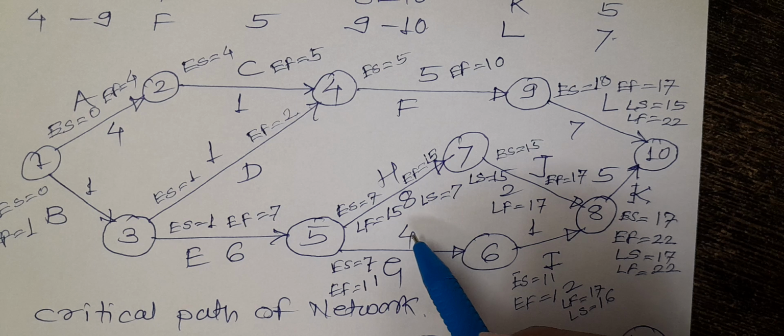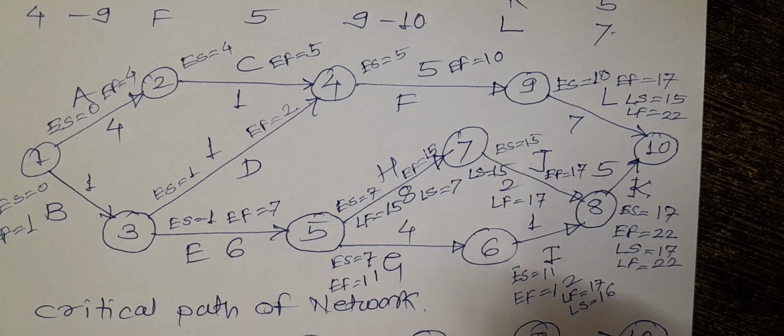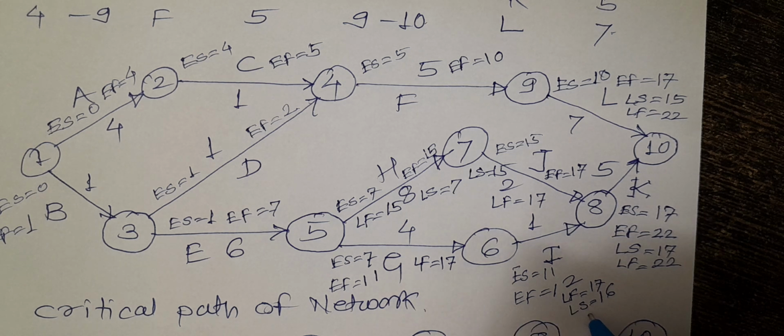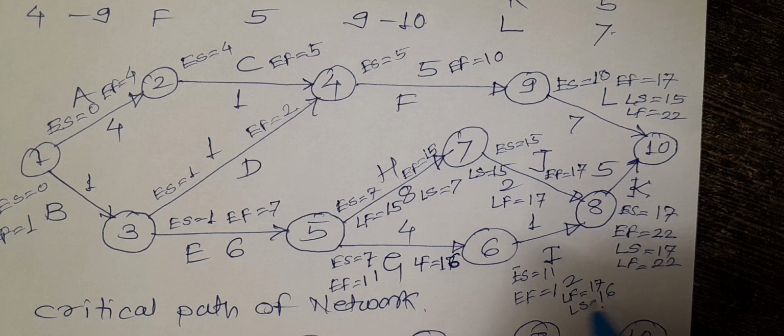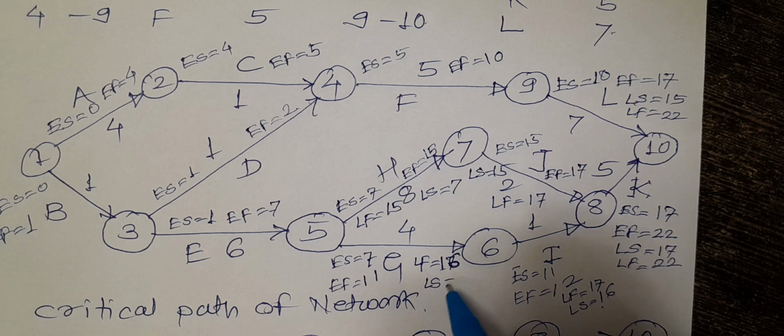Now the next activity is G. What is the latest finish for this activity? The latest finish of this activity is the latest start of the next activity. So it is 16, not 17. So the latest finish of this activity is the latest start of the next activity, which is 16. Therefore the latest start of this activity is 16 minus 4, it is 12.